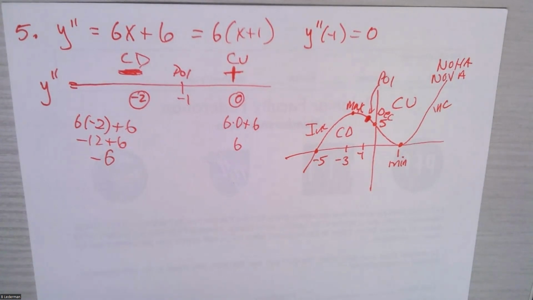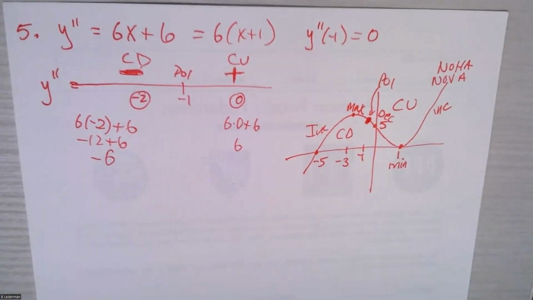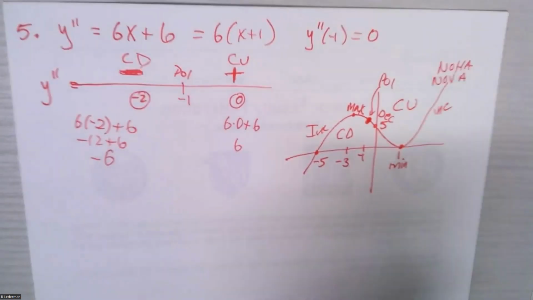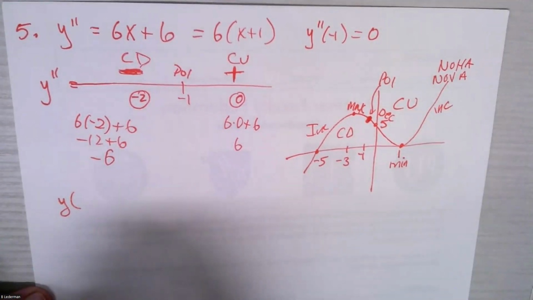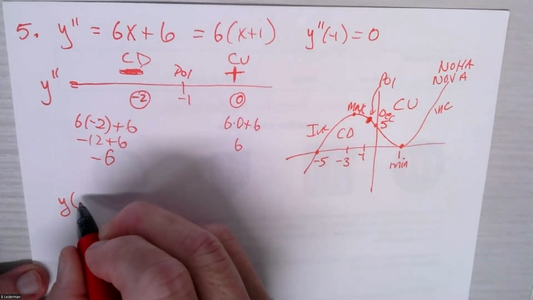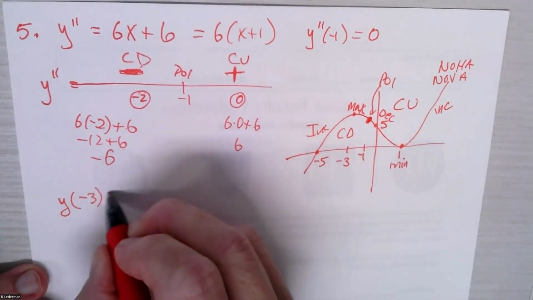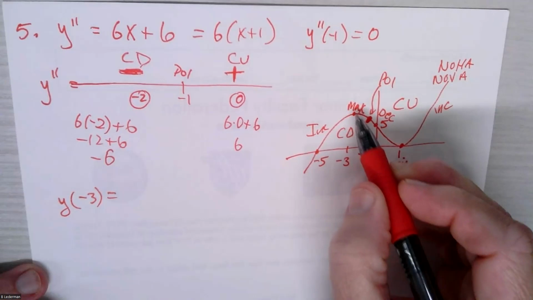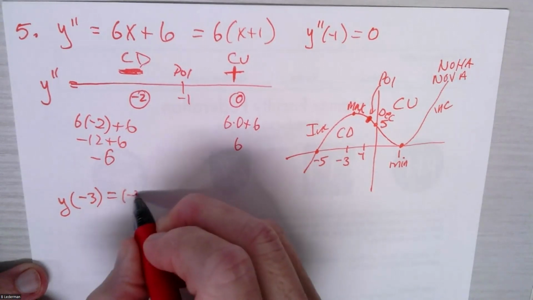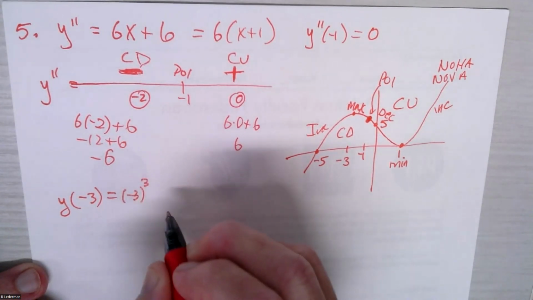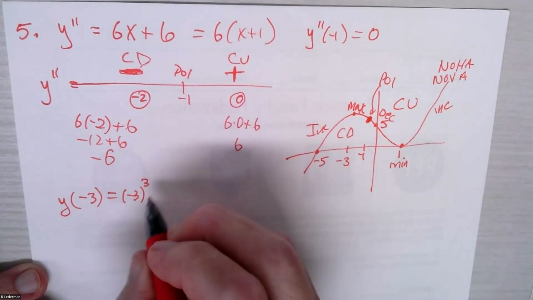Again, it gives us a better, more accurate drawing. So let's do that. What I want to do is look at y, not y prime, but the actual function itself of -3, and see what that equals. That's going to be for my max, and that is going to be equal to, let's see, -3 to the third power, plus 3 times -3 squared.